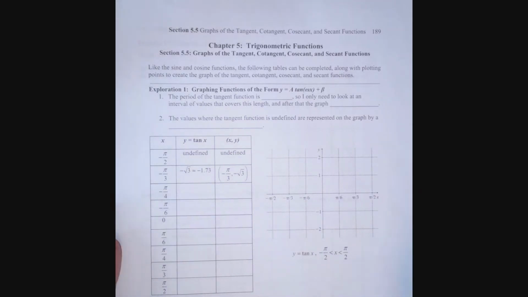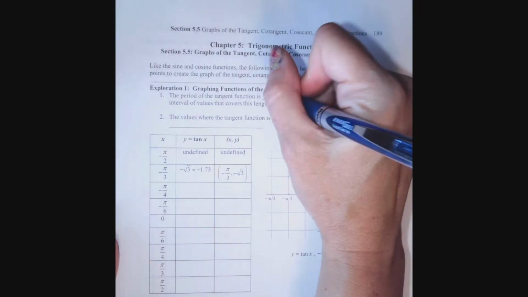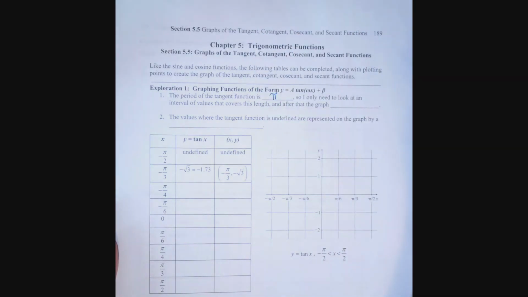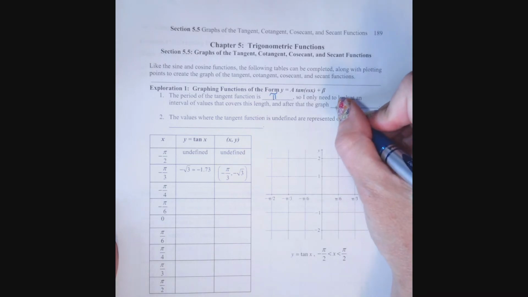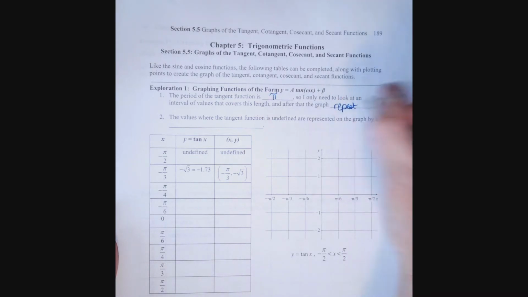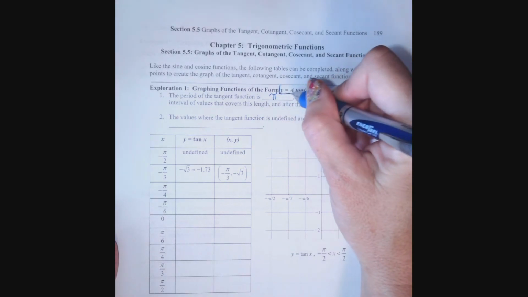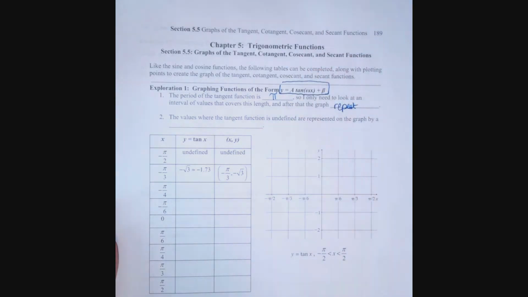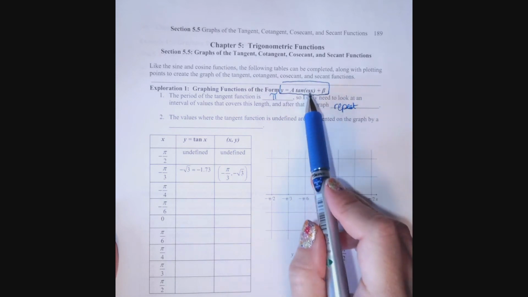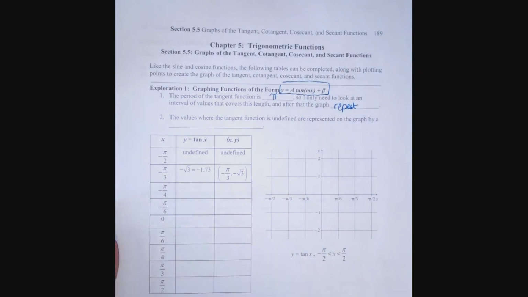We're going to start by graphing tangent. Remember that for tangent and cotangent, our period starts as pi instead of 2 pi. So you only need to look at the interval of values that covers that period of pi, because after that the graph is going to repeat. Now remember, we're discussing the parent function. That period will change if omega is something other than 1. It's just that our period is pi over omega instead of 2 pi over omega.